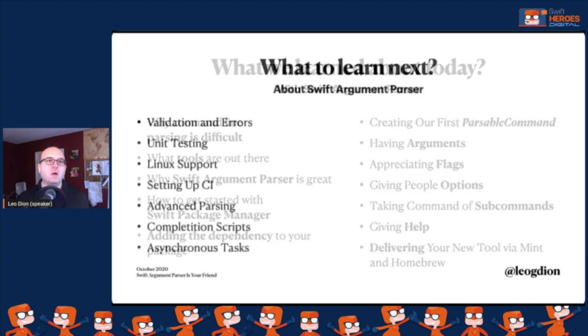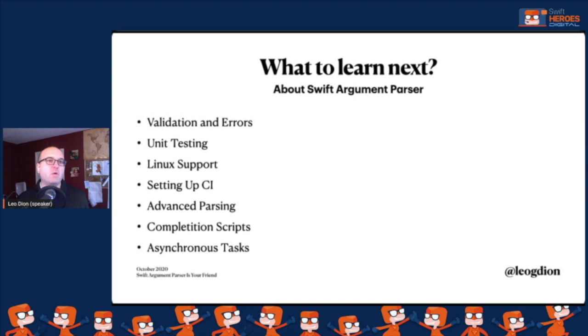Before we go, we should probably talk about what other things you might want to look at next. Validation and errors. There's a lot you can do with dealing with errors in different ways and how you throw those errors and giving users feedback based on if there's a parsing mistake or whether some process couldn't be completed. So definitely check that out. Unit testing. You can manually parse strings through the Swift argument parser in your unit test rather than actually running a command. So you'll definitely want to check that out.